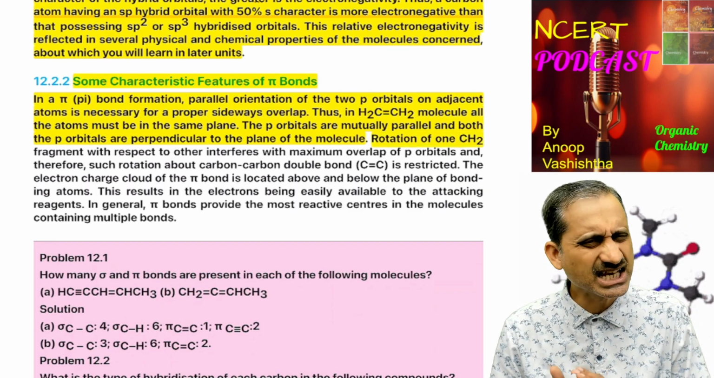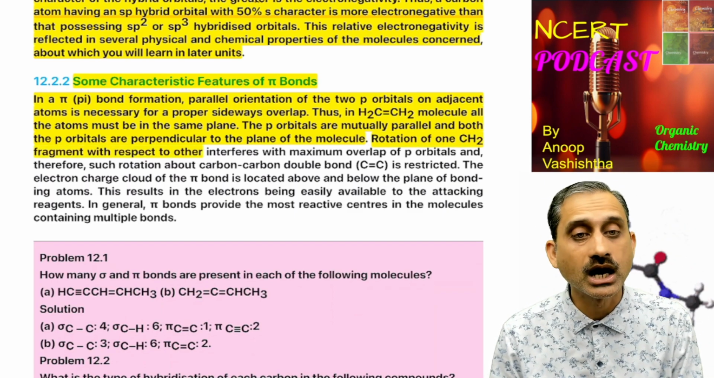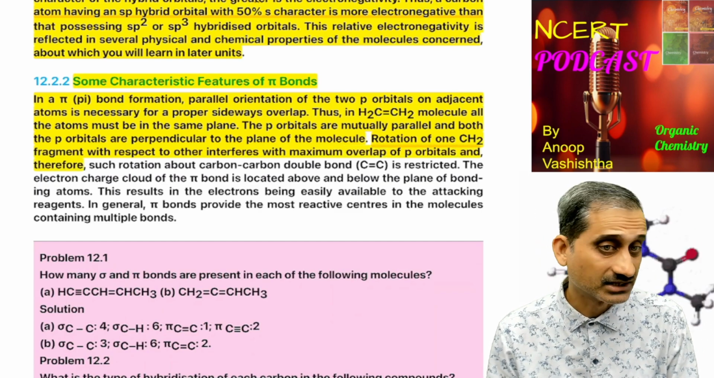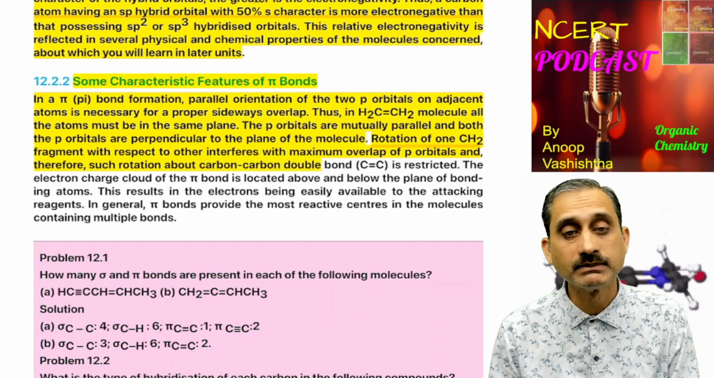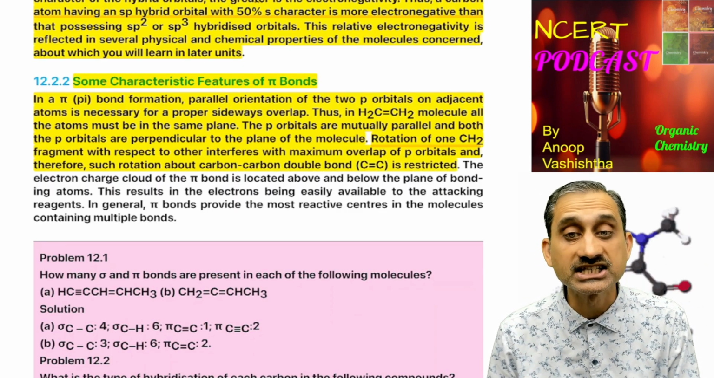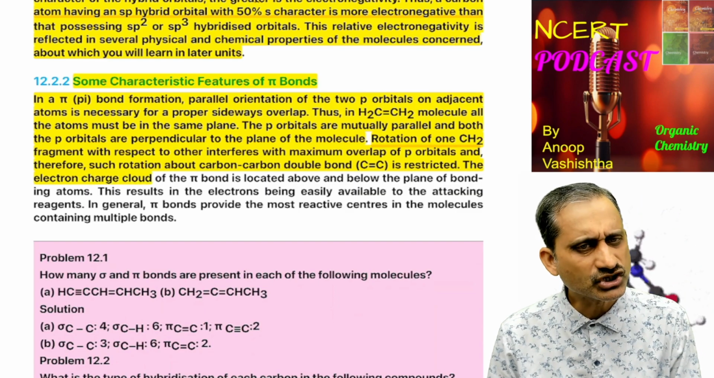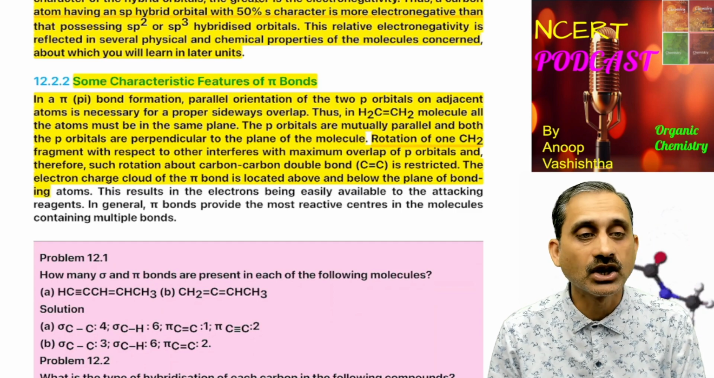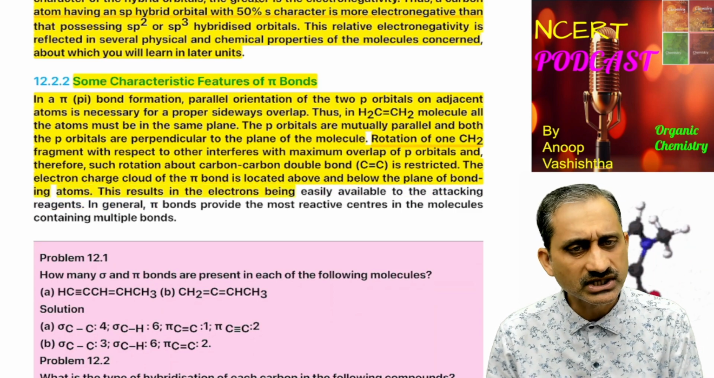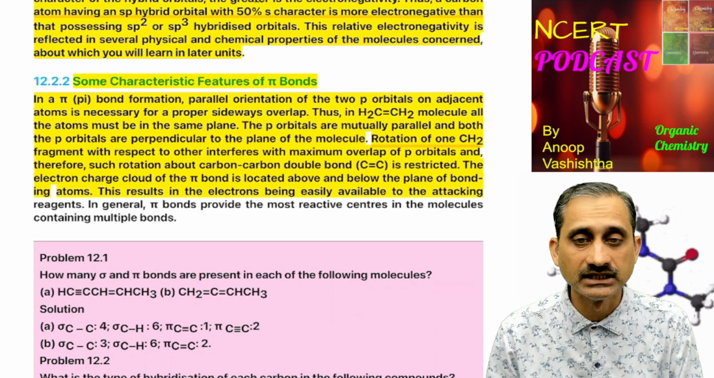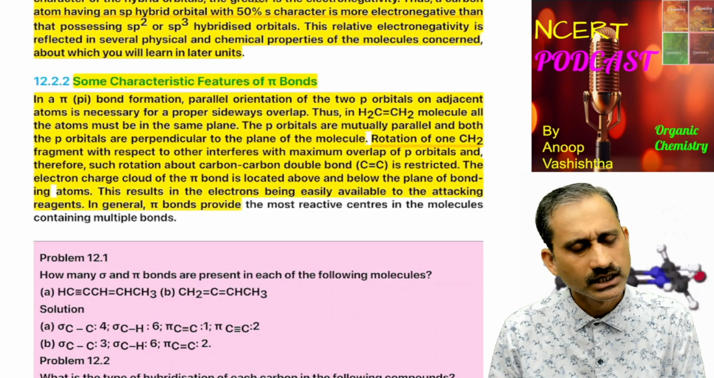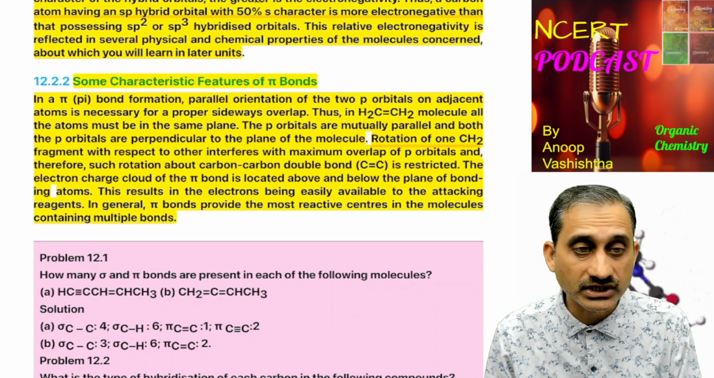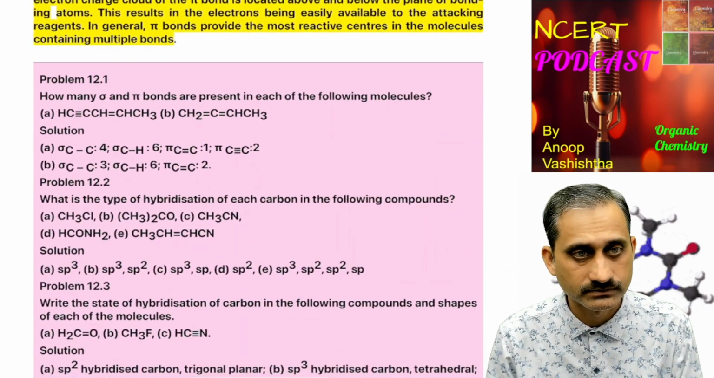Rotation of one CH2 fragment with respect to the other interferes with maximum overlap of p orbitals, and therefore such rotation about the carbon-carbon double bond (C=C) is restricted. The electron charge cloud of the pi bond is located above and below the plane of the bonding atoms. This results in the electrons being easily available to the attacking reagents. In general, pi bonds provide the most reactive centers in molecules containing multiple bonds.